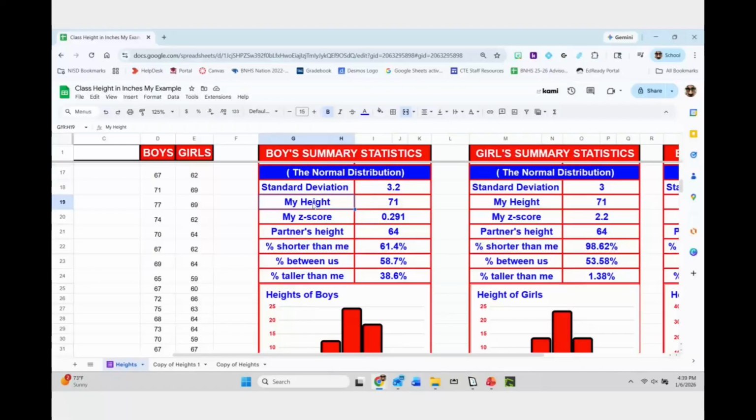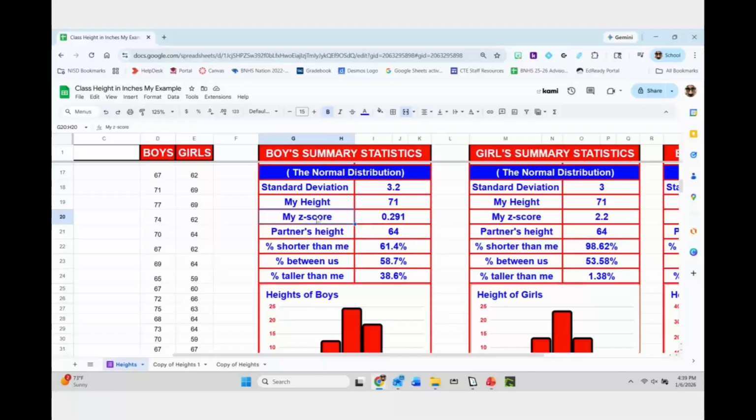And once again, if you were doing something else like shoe size or speed, you would need to record yours as well because you're going to be comparing yourself to your sample, to the population. So I'm going to have my height here, and I already recorded my height in inches. So this is not a formula. I actually have to type in 71 because that's a data value.